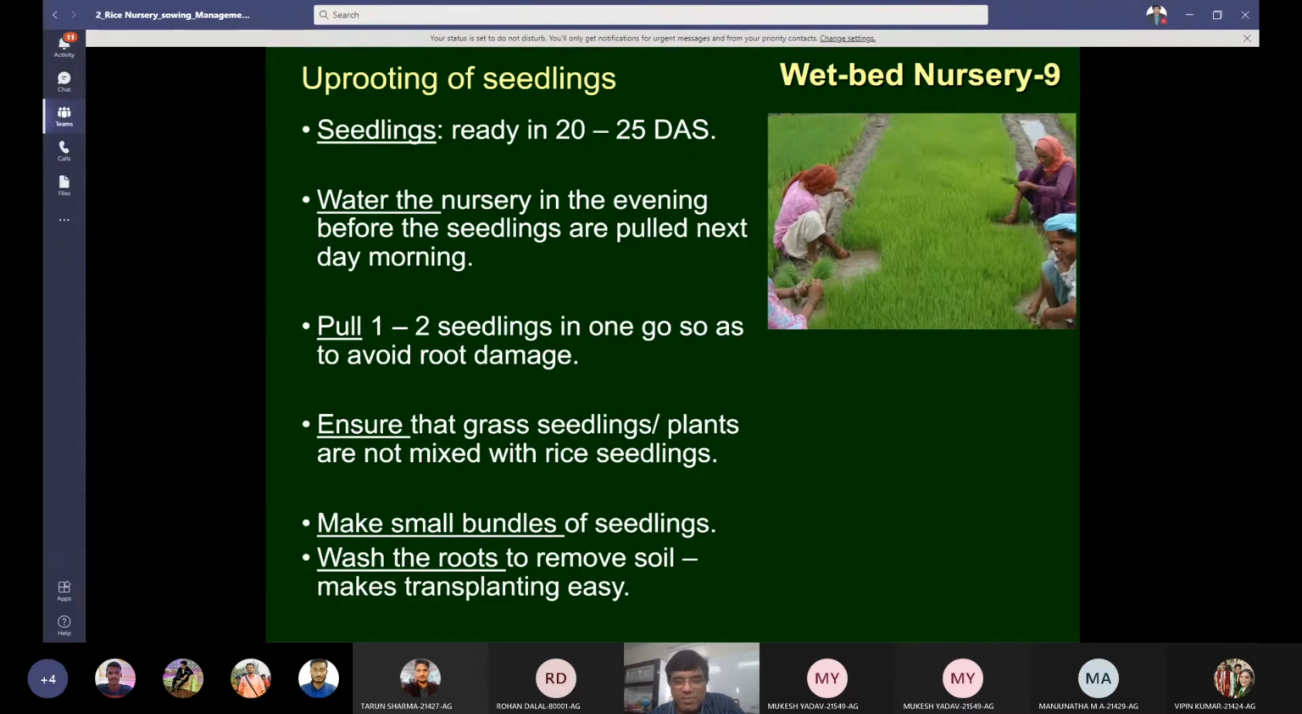After uprooting, make small bundles of the seedlings so that transplanting becomes easier. Wash the roots to remove soil. It will help in easy transplanting, because otherwise there will be intermingling of the roots and transplanting will not be possible. Many seedlings will be together. So washing of the roots is necessary to remove the soil for ease in transplanting.